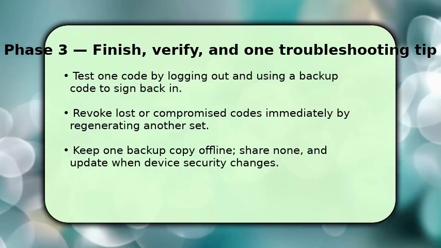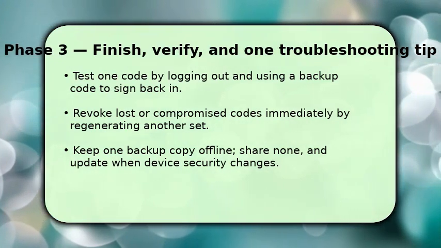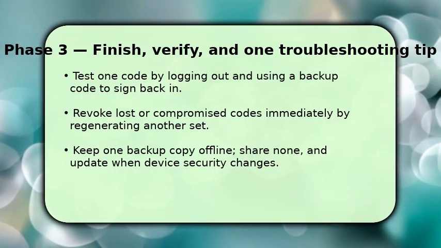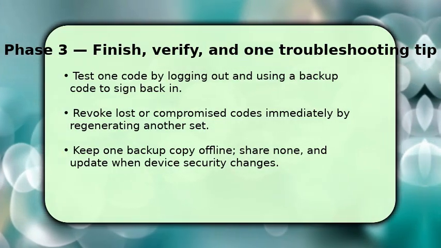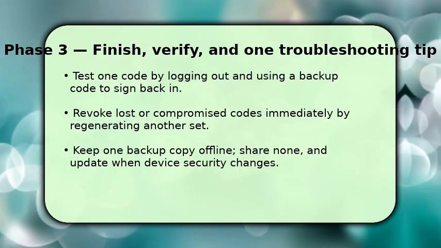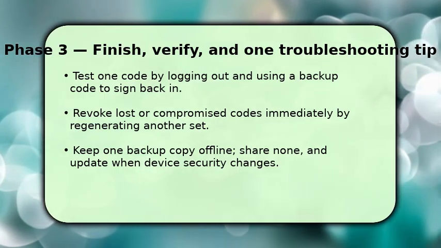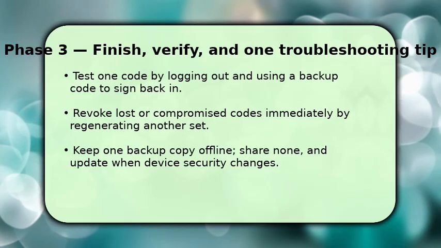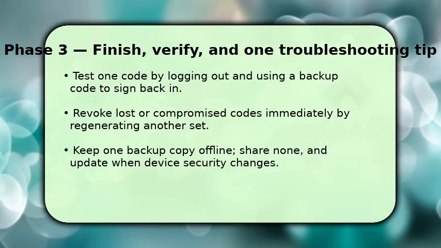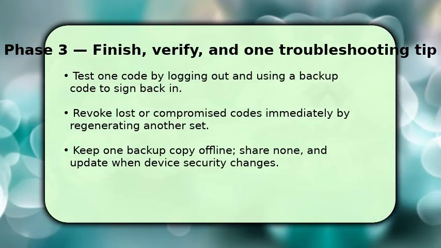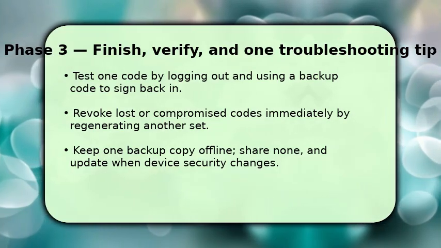After generating new backup codes, confirm they work. Log out and use one code to sign back in, which proves the rotation succeeded. If any code is lost or you suspect compromise, regenerate the set right away to revoke them. Make sure to store a copy offline, printed, or in a hardware security module, and never send codes in messages.